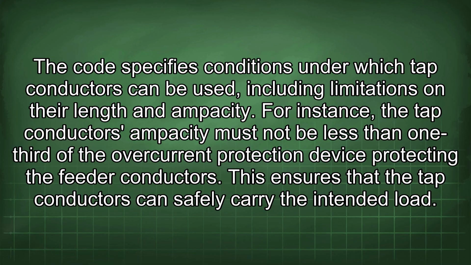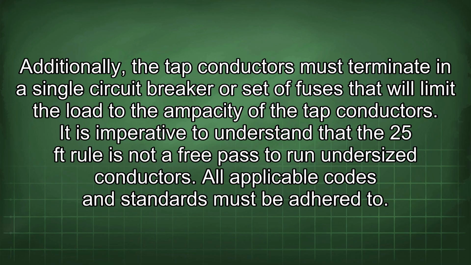and ampacity. For instance, the tap conductor's ampacity must not be less than 1/3 of the overcurrent protection device protecting the feeder conductors. This ensures that the tap conductors can safely carry the intended load. Additionally, the tap conductors must terminate in a single circuit breaker or set of fuses that will limit the load to the ampacity of the tap conductors. It is imperative to understand that the 25 FT rule is not a free pass to run undersized conductors. All applicable codes and standards must be adhered to.